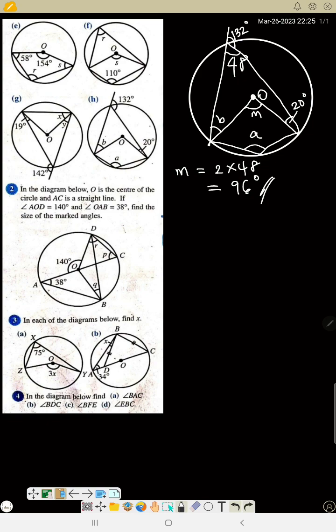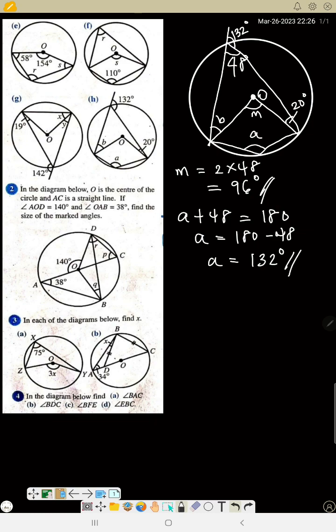And remember, for the cyclic quadrilateral, so see this point, 1, 2, 3, 4, all the 4 points touch the circumference. So I can say A plus 48, that is the angle here plus the angle here, should be equal to 180. So that is cyclic quadrilateral. So A is 180 minus 48. So A is equal to 132.